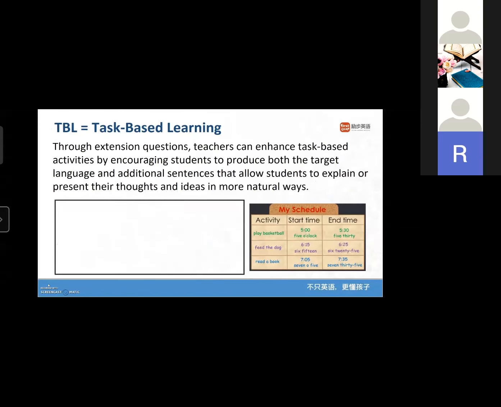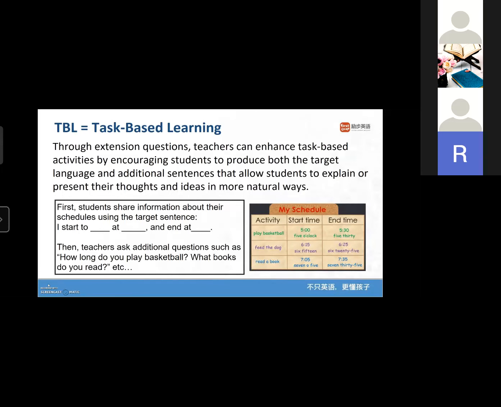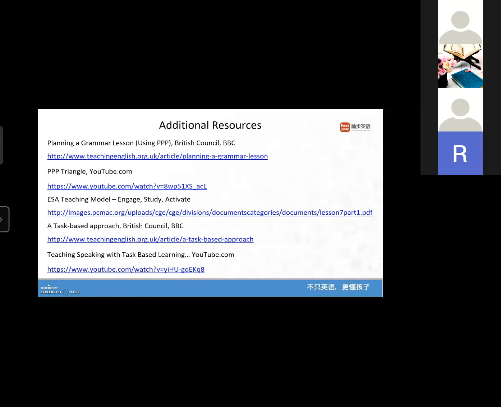However, teachers can add extension questions onto the discussion about the task and encourage students to produce both the target language and additional language they may know to explain or present more of their own thoughts. This encourages students to engage in more natural back and forth conversation about topics. So notice first the students share the information using the target sentence, and then auxiliary questions are asked, such as, how long do you play basketball? Or what books do you read? Again, this encourages conversation in a natural way.